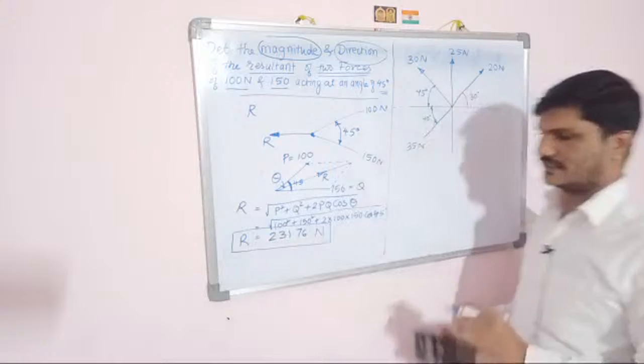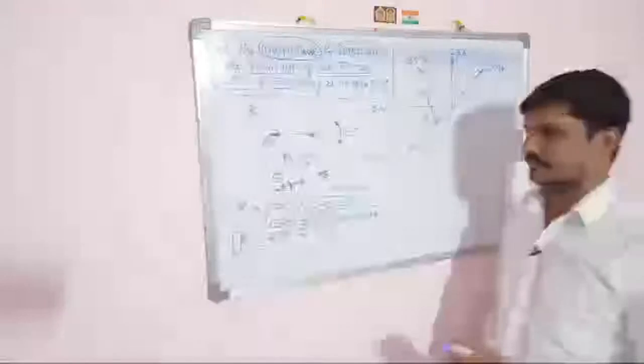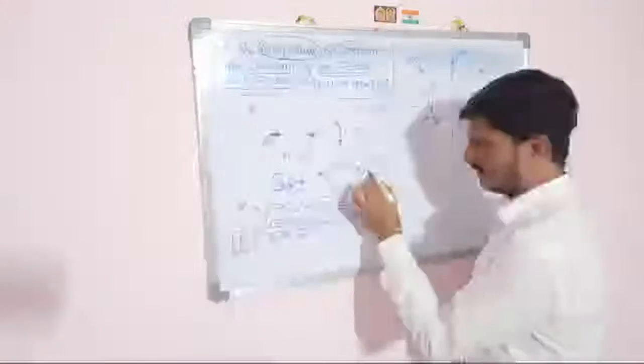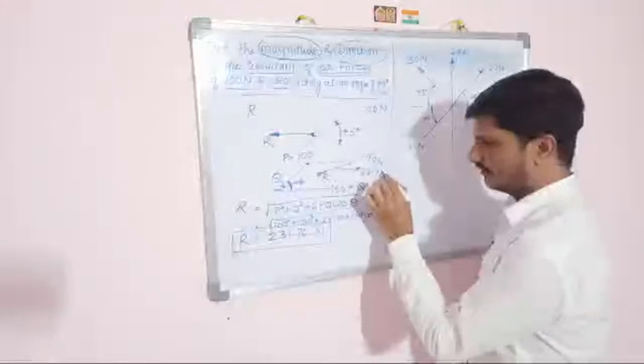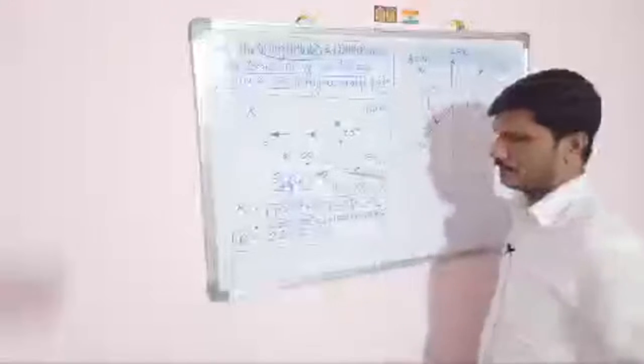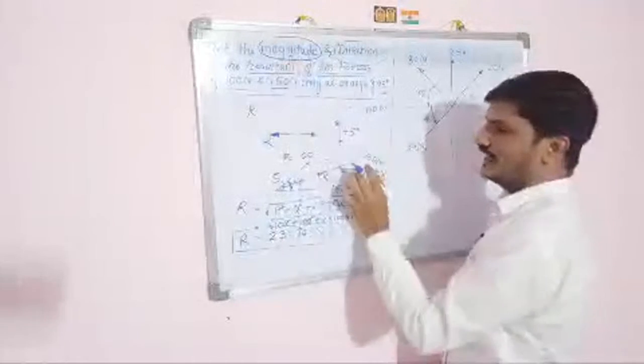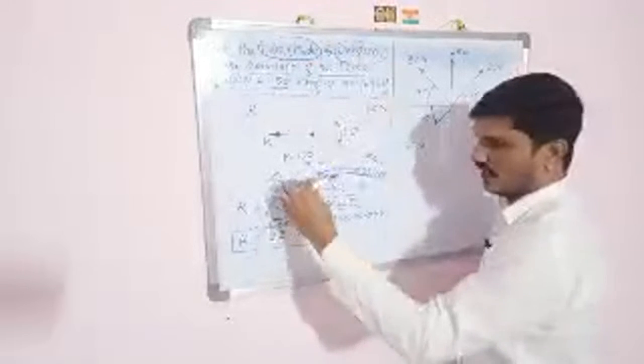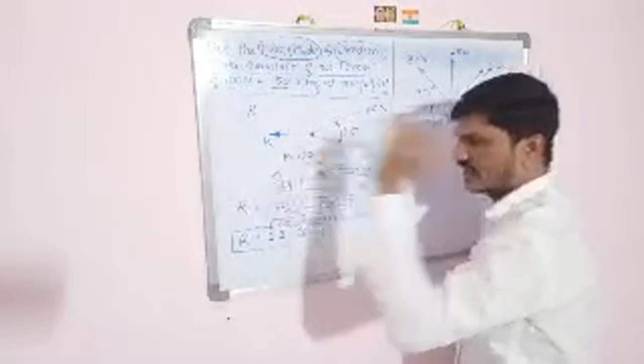So the resultant value is 231.7 Newton. Now you have calculated the magnitude of the resultant. Now you need to calculate the direction, at what direction the resultant force is applying.